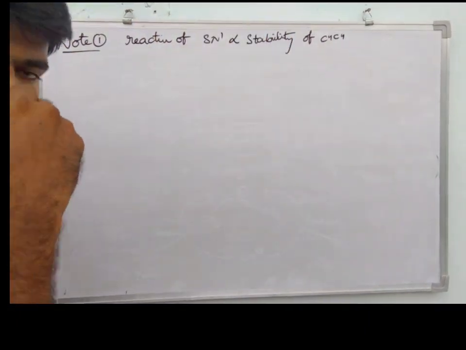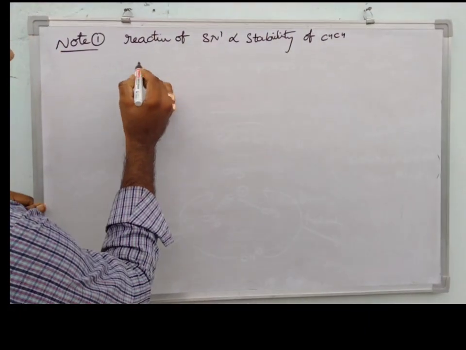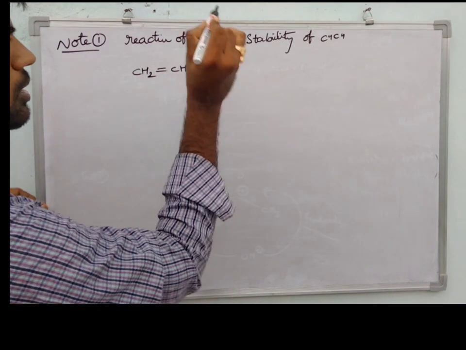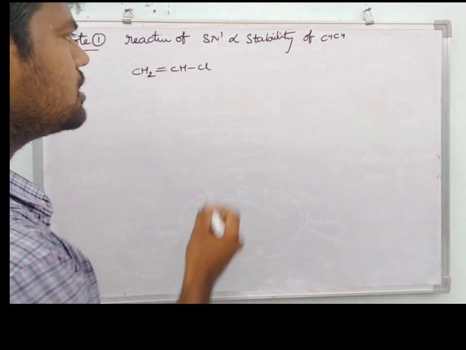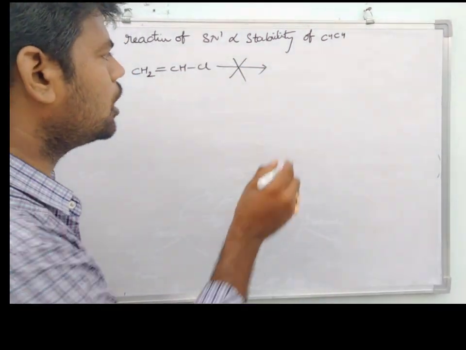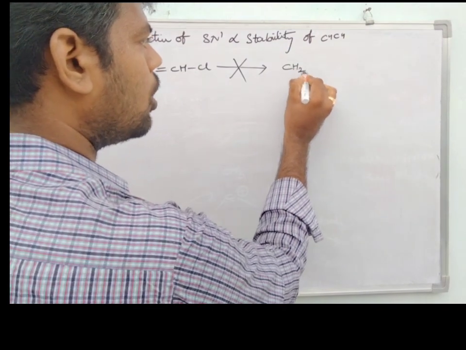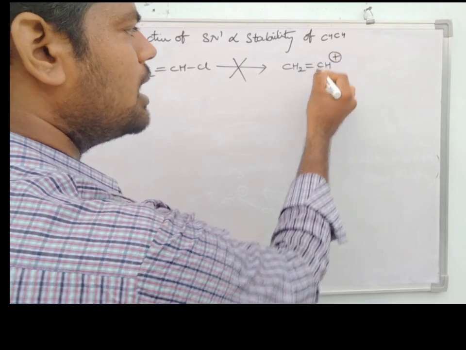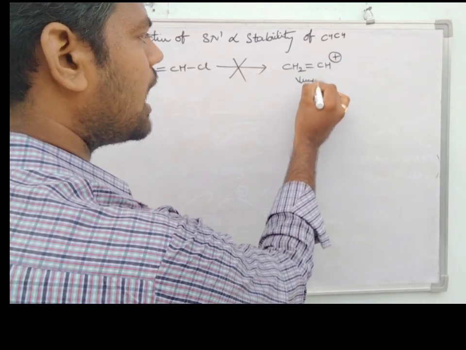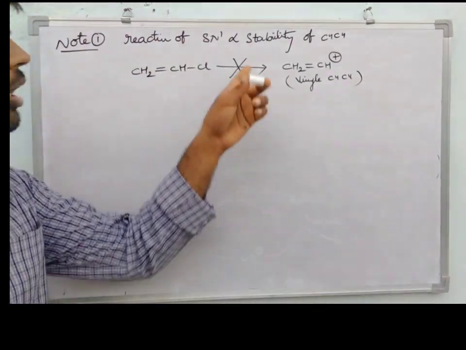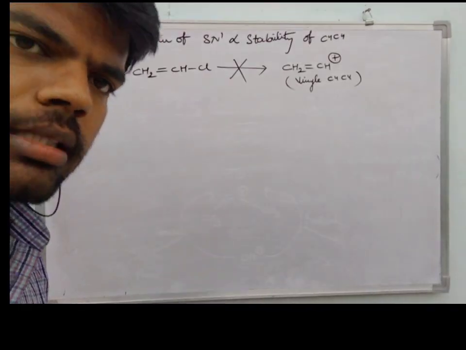If the carbocation is more stable, then automatically it undergoes SN1 very fast. If I take one simple example, vinyl chloride, CH2=CHCl, is it involved in the SN1 mechanism? No. Why is it not involved? Because during step 1, carbocation formation takes place. This is a vinyl carbocation, which is generally less stable. Therefore, it does not take part in the SN1 mechanism.